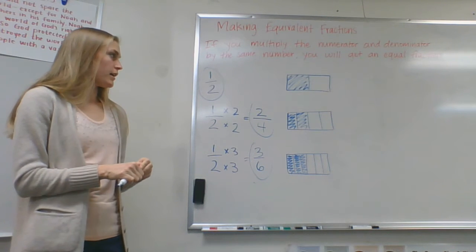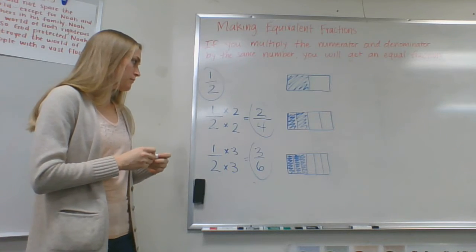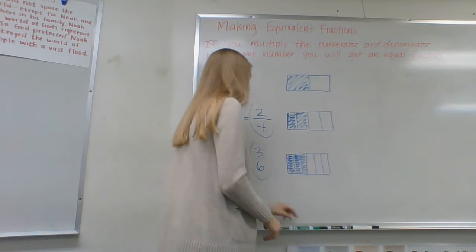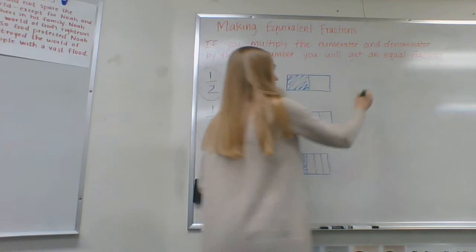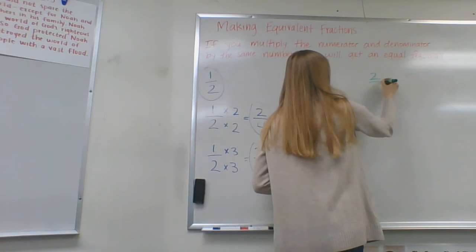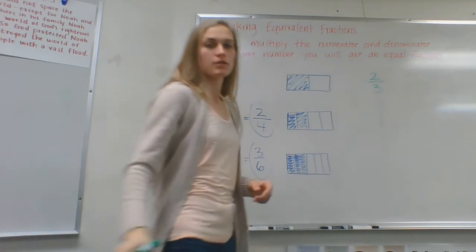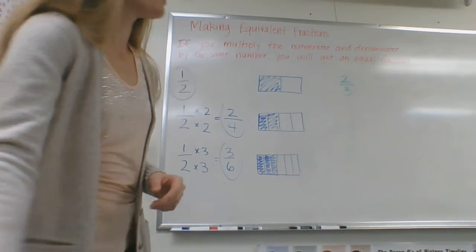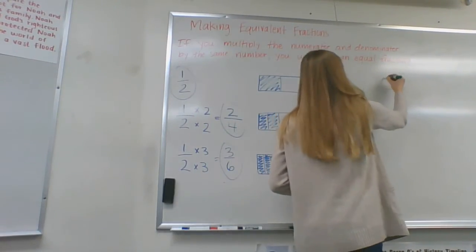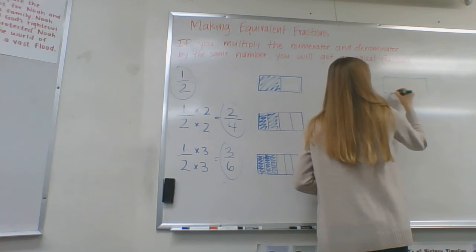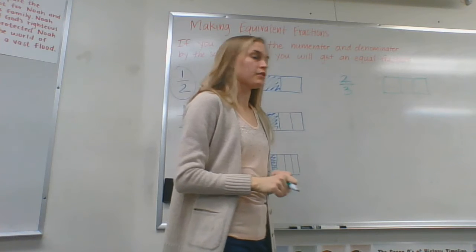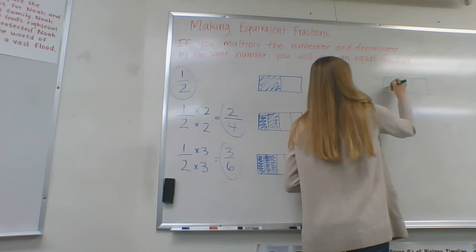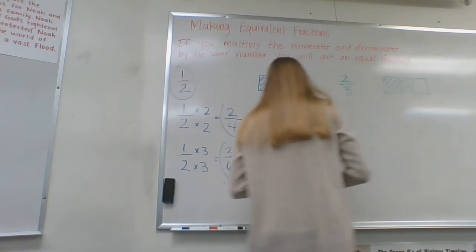So let's try again with another fraction. Let's do maybe 2/3. So if we have 2/3, 2/3 would look like one thing split into 3 pieces, and 2 of those 3 pieces are shaded. I'm going to draw it with a marker.